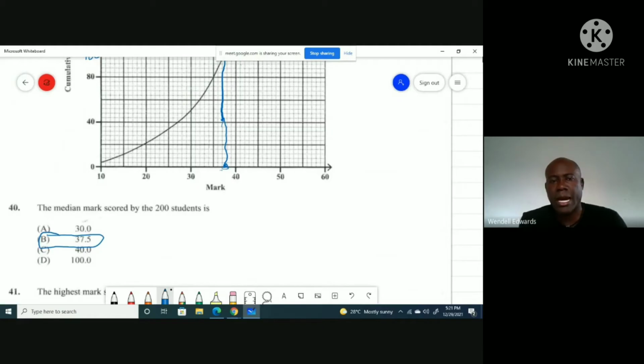Another thing you could look at: none of these other answers would have been correct. Based on where it came down, it couldn't have been the 14 or the 100. So definitely you would have seen that this is the appropriate answer. It came down exactly between those two.